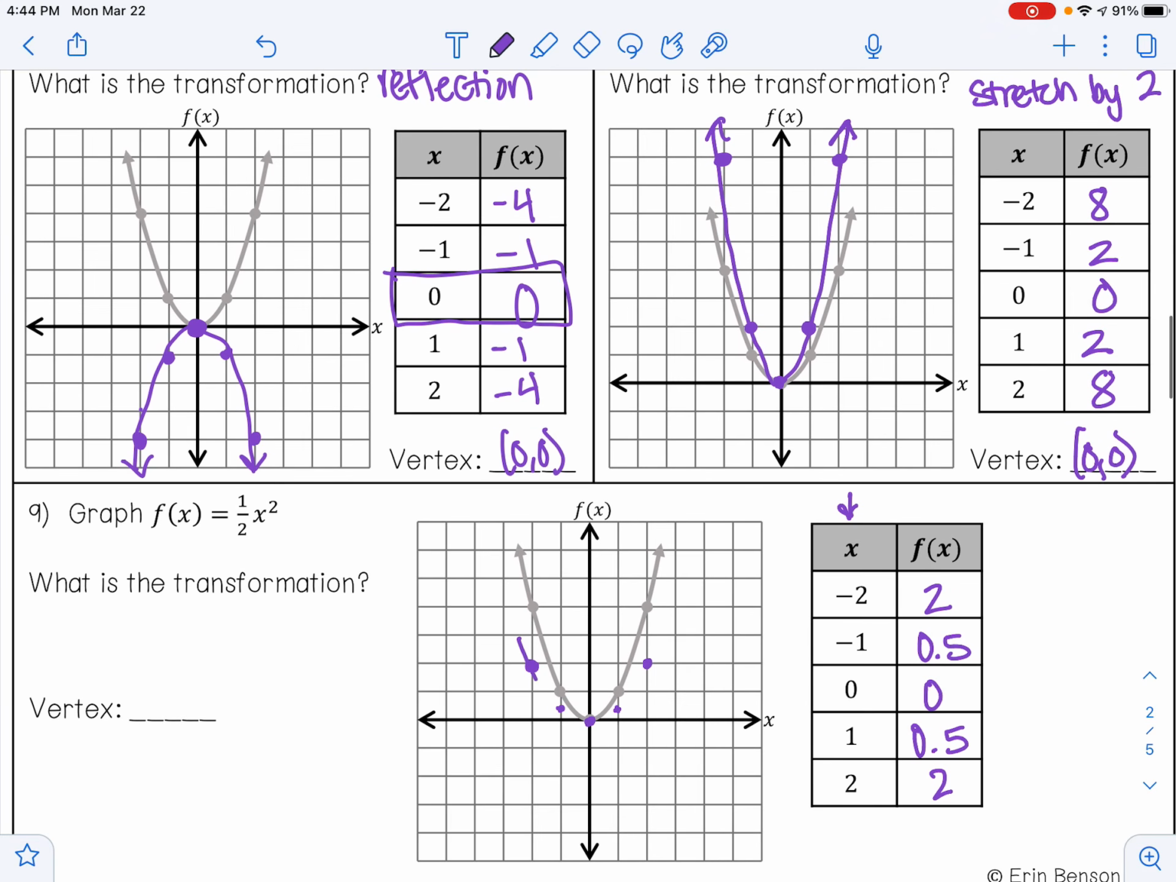And then I'm going to connect these points to create a parabola. And so what we've done is we've kind of squished this parabola down. We've taken this gray one and we've squished it, right? We've made it smaller. And so this is considered a vertical shrink. And here you can see that my vertex is the ordered pair 0, 0.